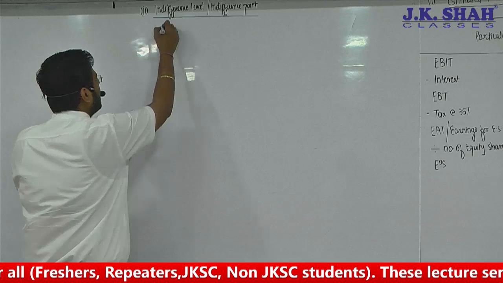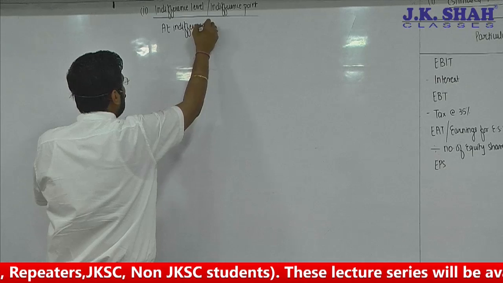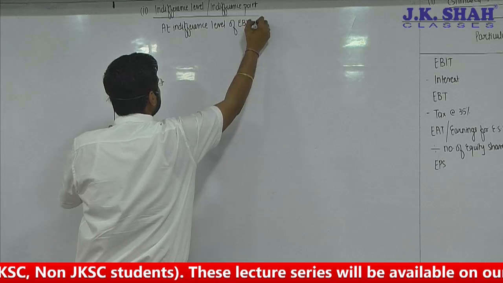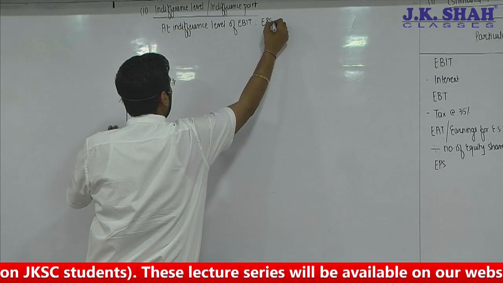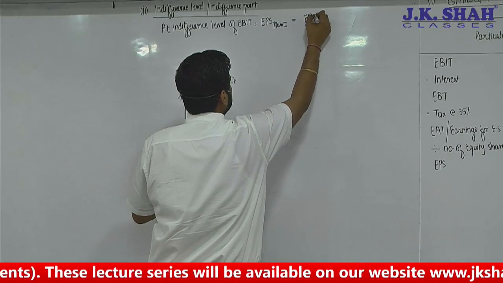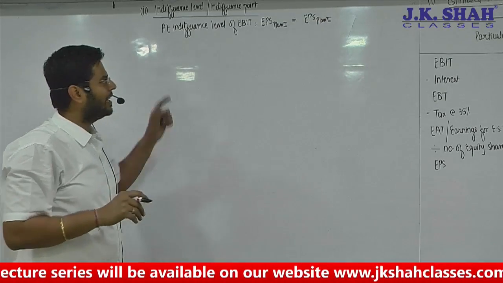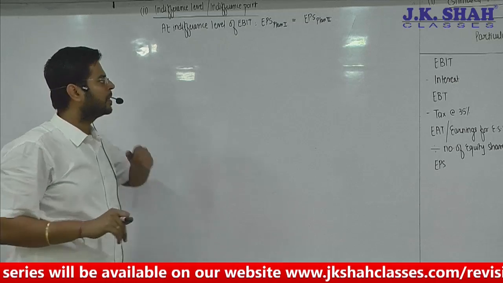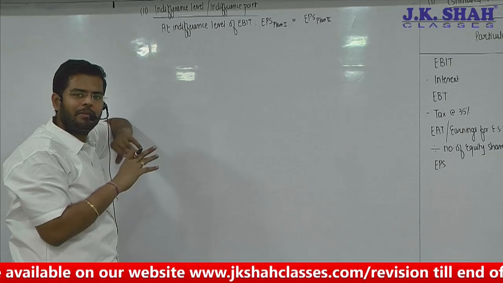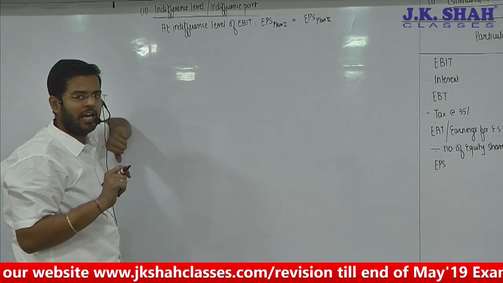That means at the indifference level of EBIT, EPS of plan 1 equals EPS of plan 2. That's it. This is going to be your indifference level. Once you know at what EBIT this happens, the job is done. So how do we calculate that special EBIT? Sir, should we prepare an income statement again and do the calculation? No. We can use a technique which can help us get the answer.